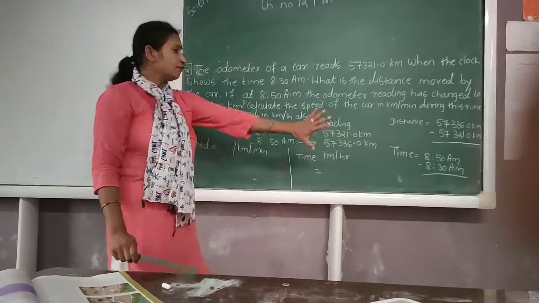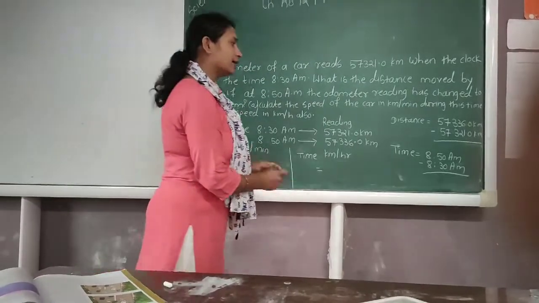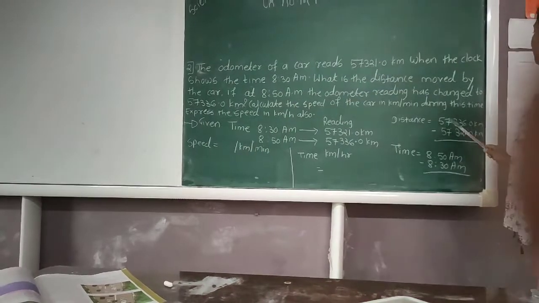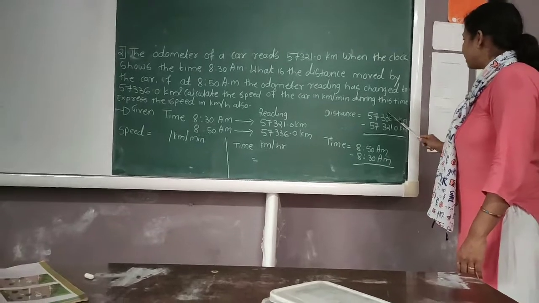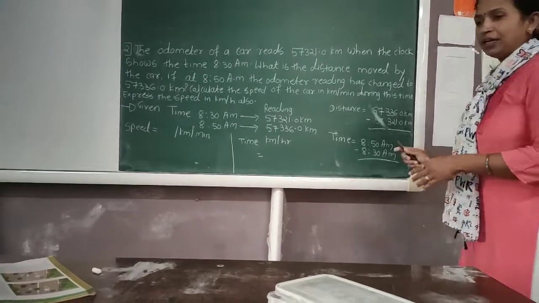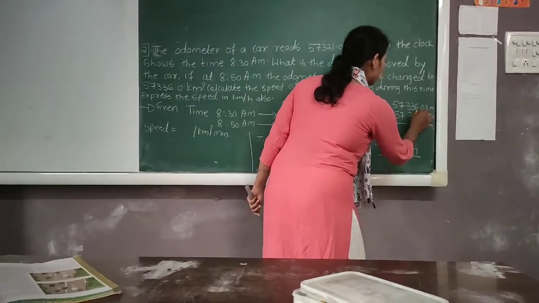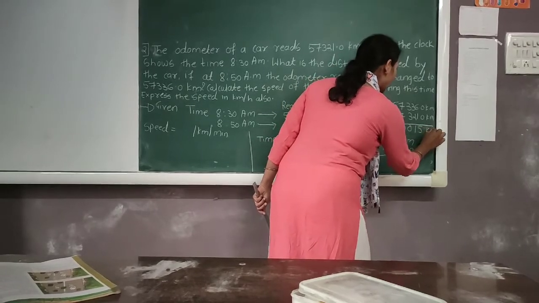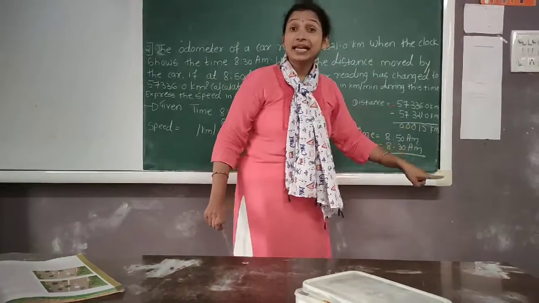From this data, first of all, we will calculate the distance covered by the car. What we are supposed to do is subtract 57,321 km from 57,336 km. So, 6 minus 1 is 5, 3 minus 2 is 1, and the rest are 0. So we got the answer: the distance covered by the car was 15 kilometers.